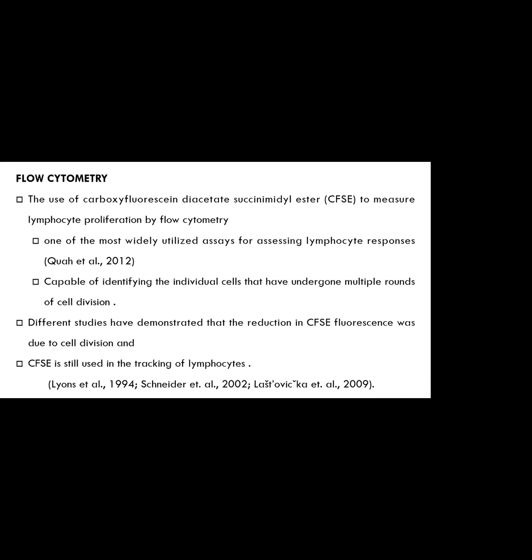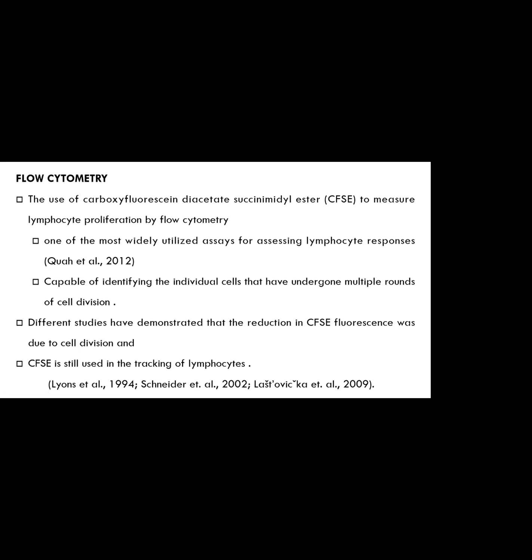Then we could also use flow cytometry. Now, flow cytometry, we use a flow cytometer to determine the size and the phenotype, not necessarily function, but size and phenotype of the different cells. And basically, we use carboxyfluorescein diacetate succinimidyl ester, the CFSE stain. That's the one that's predominantly used to measure lymphocyte proliferation by flow cytometry. So it's one of the most widely utilized assays.